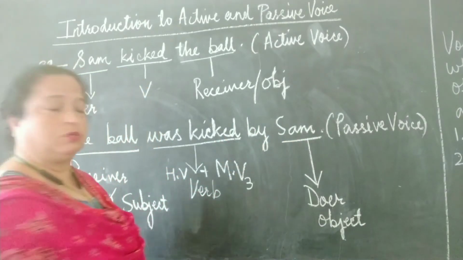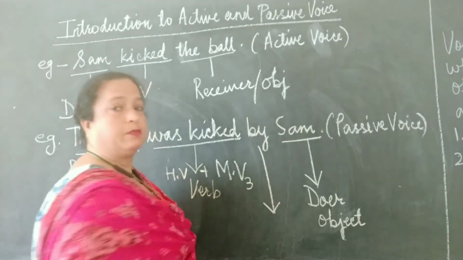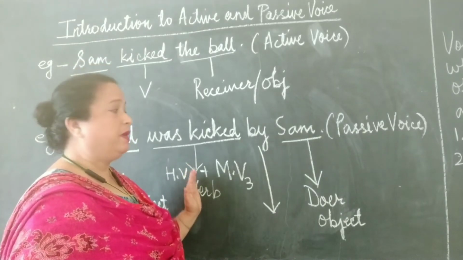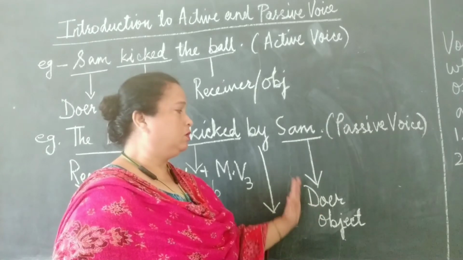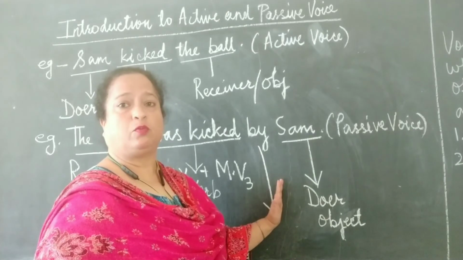But we take another notice, and that is the word by. By is the preposition which is used after the verb and before the new object or the doer of the previous sentence in the passive voice.